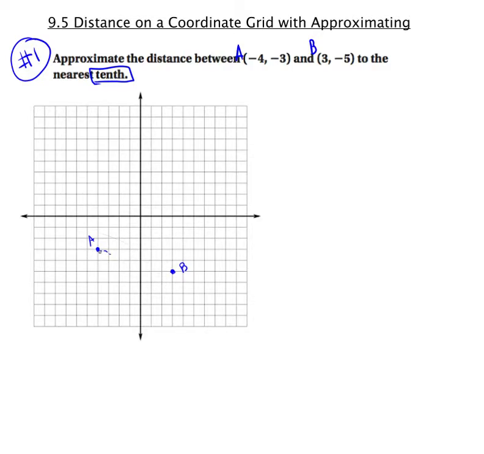So we're going to draw a line. We want to find the distance between those 2 points. On a coordinate grid, I need to work on my straight lines here, so I'm going to make my points a little bit more visible. So we're going to look at our right triangle here, and notice it's not that pretty, but I know it's a right angle because it's on a coordinate grid.